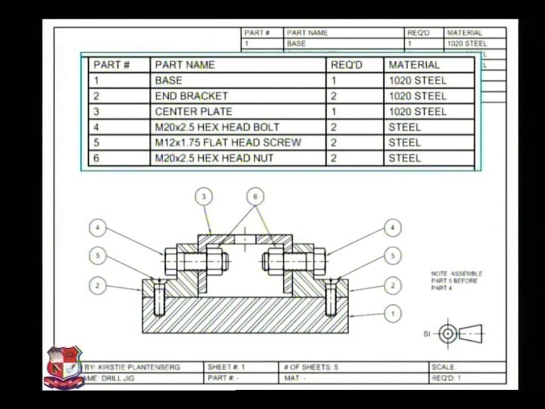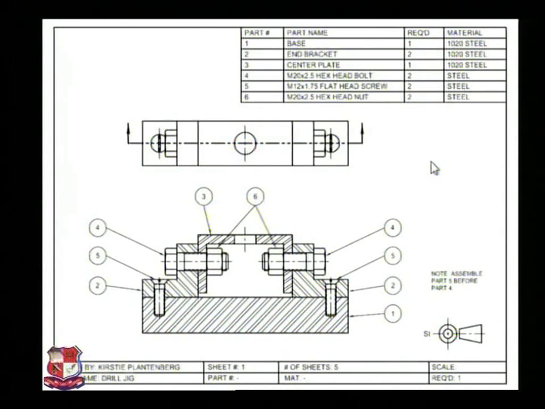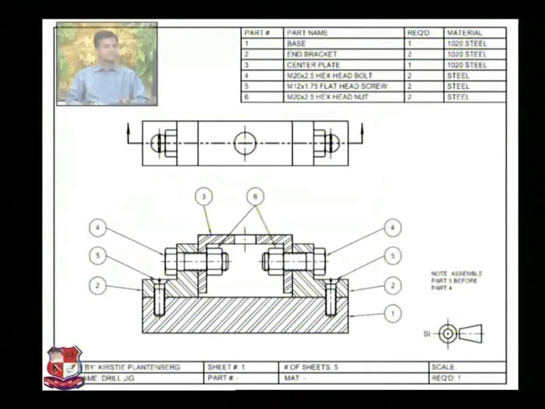Number 5, flat head screw. Number 6, hexagonal head nut. This one, this is a nut. So these are the 6 components. This is the bill of material: part number, part name, quantity required and material used. And this is the top view of the given assembly. Right? Now after drawing this assembly drawing, let me draw the detailed drawing of each component.